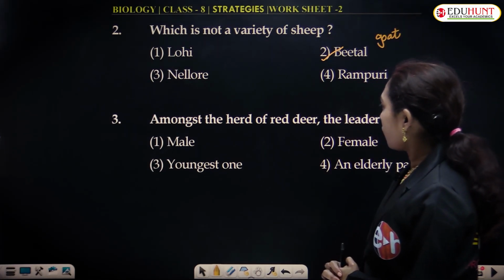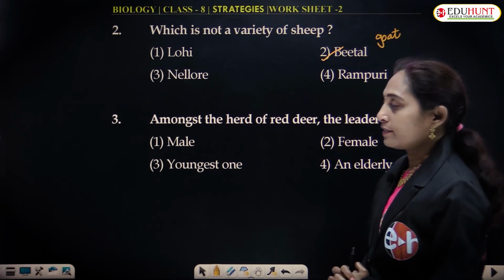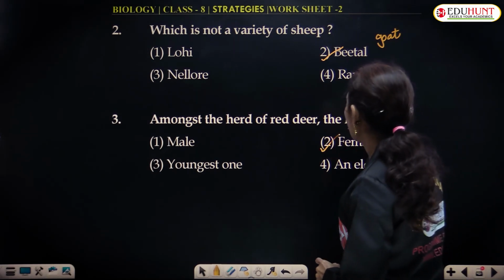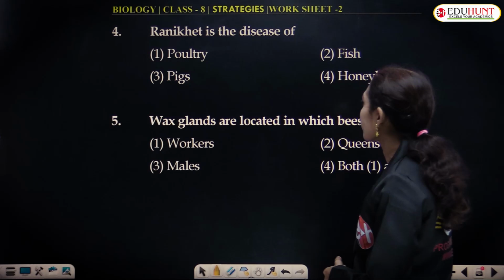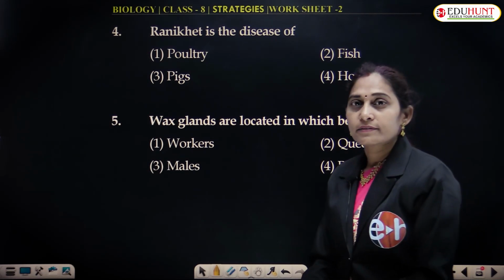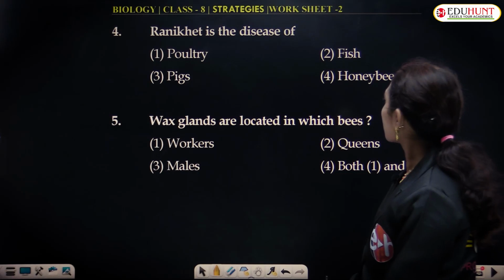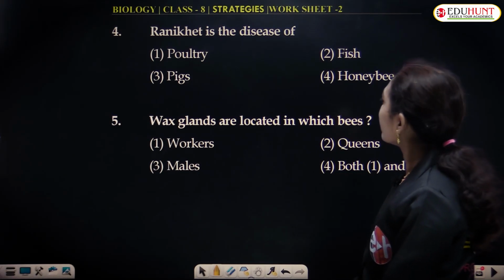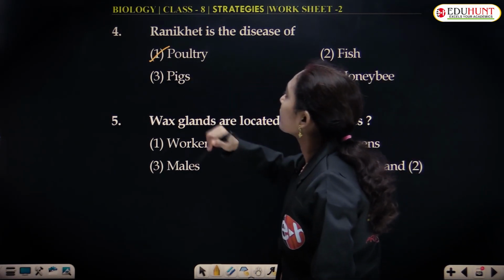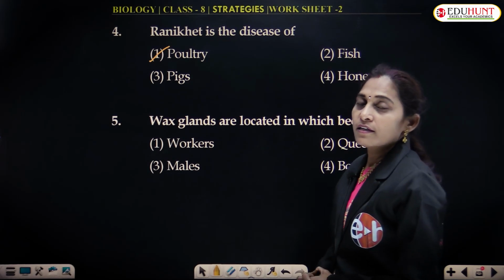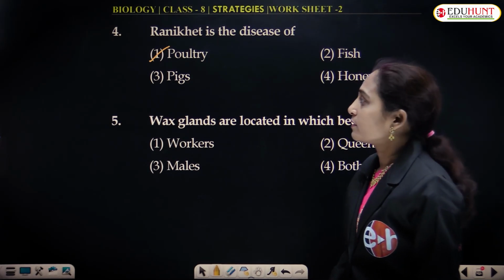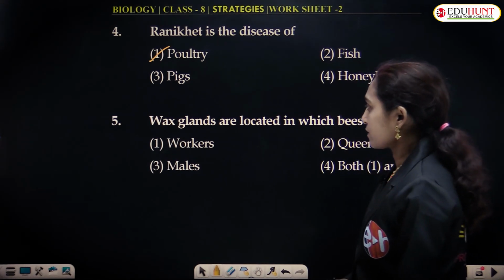Amongst the herd of red deer, the leader is the female one. Ranikhet is the disease of poultry, pigs, fish and honeybee. Ranikhet disease is a poultry disease. Poultry suffer from this disease.